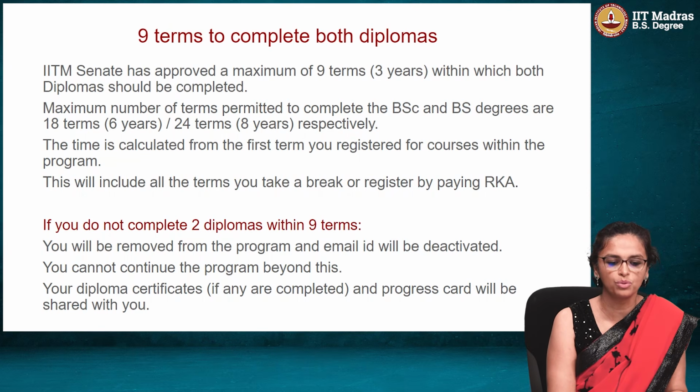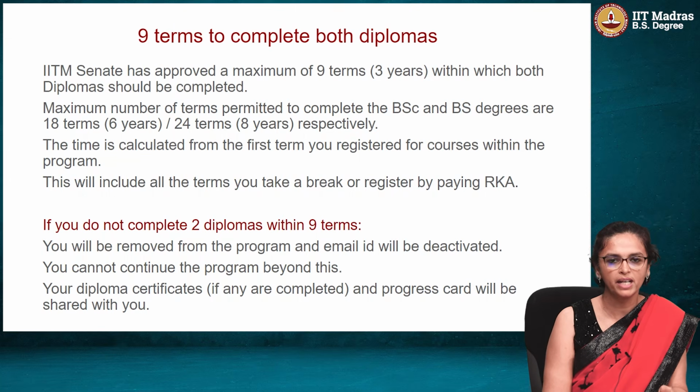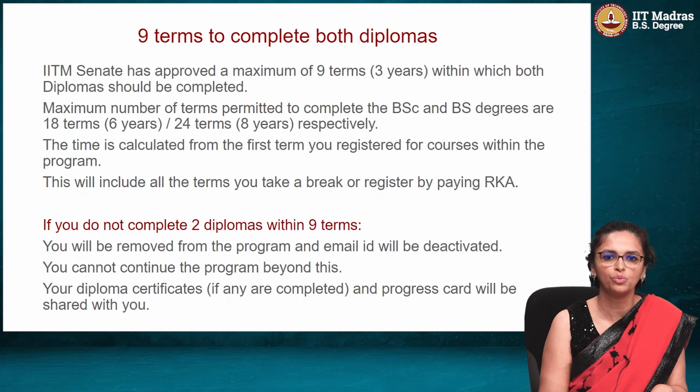term you registered for courses within the program. So supposing I register in January 2021, right? So Jan 21, May 21, September 21, we run 3 terms a year. So in 2021, it will be counted as 3 terms. In 2022, it will be counted as 3 terms. In 2023, it will be counted as 3 terms. So by December 2023, students who joined the foundation level in January 2021 would have completed 9 terms. If they still have not completed the foundation level, they would no longer be permitted to continue with the program and they will be removed from the program.